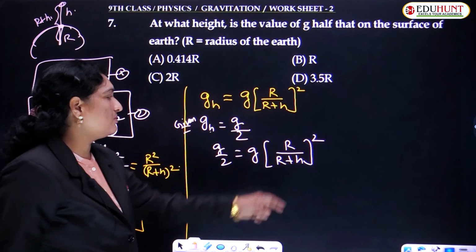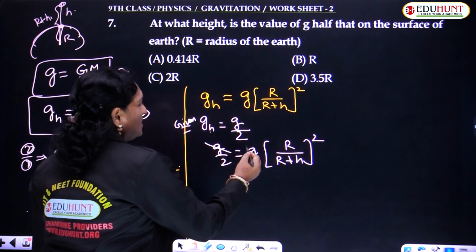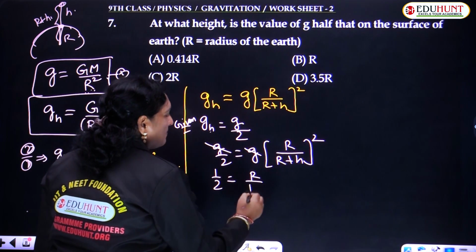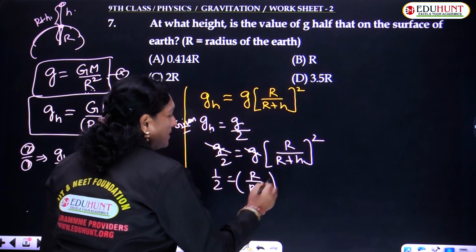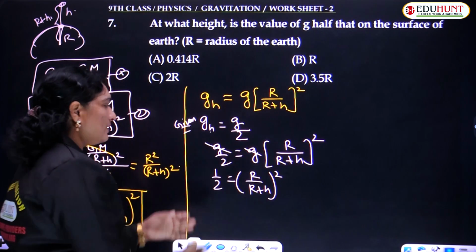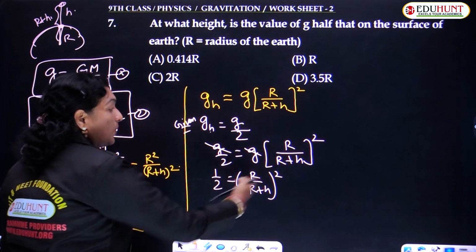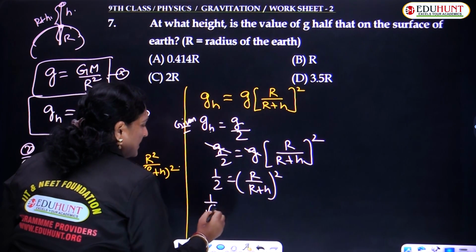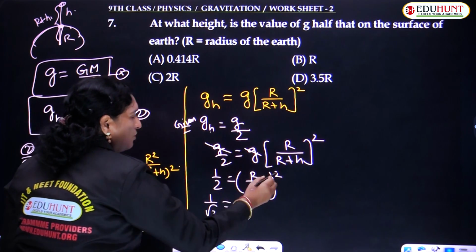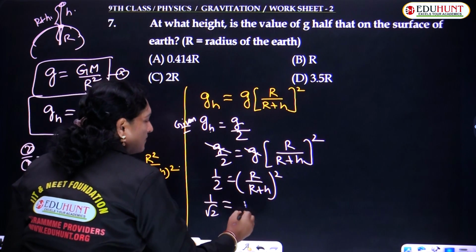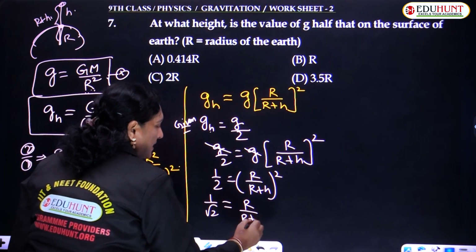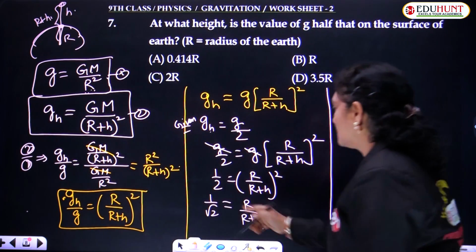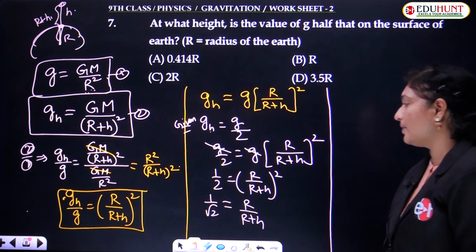You're asked to find out the value of h. This g and g get cancelled. So 1 by 2 is equal to (R upon R plus h) whole square. Taking the square root on both sides, the square root of 1 by 2 you'll get as 1 by root 2. The square root of (R by R plus h) whole square is R upon R plus h. So 1 by root 2 is found to be R upon R plus h.